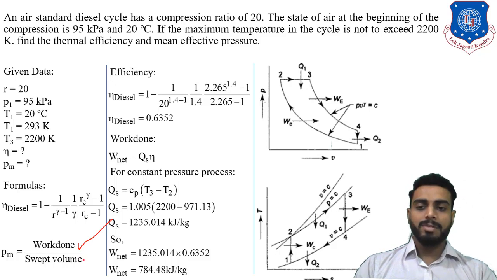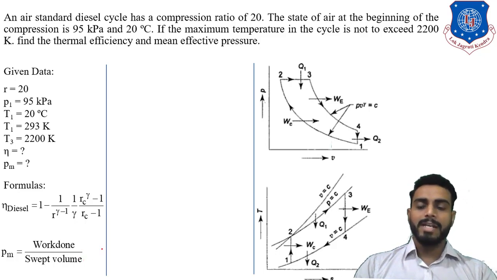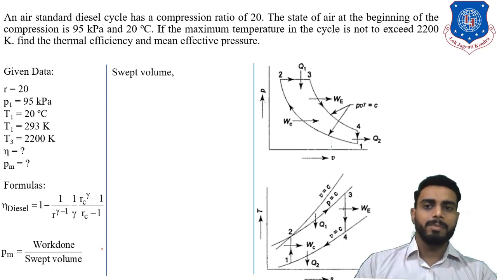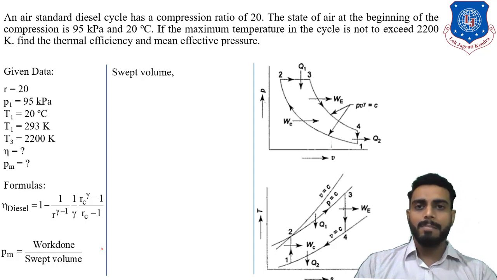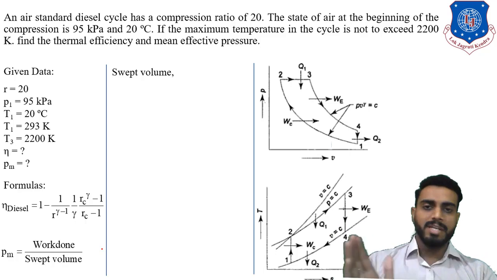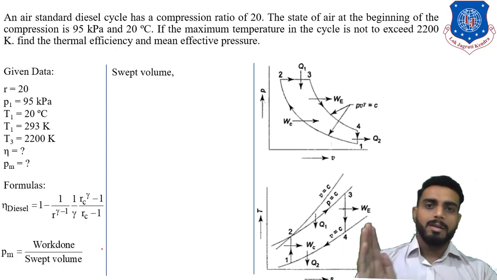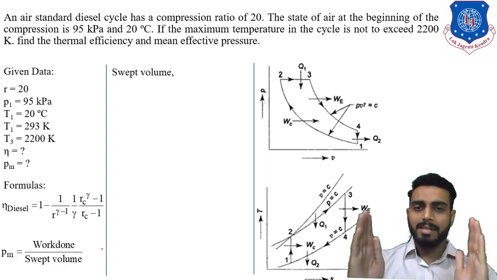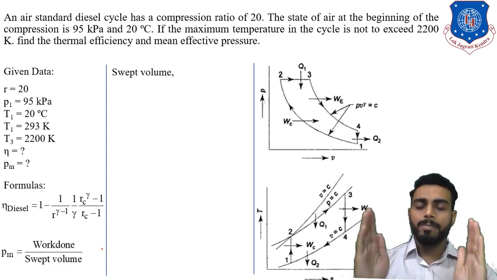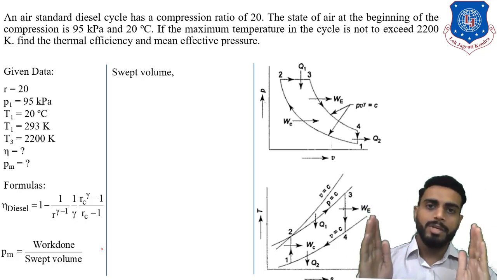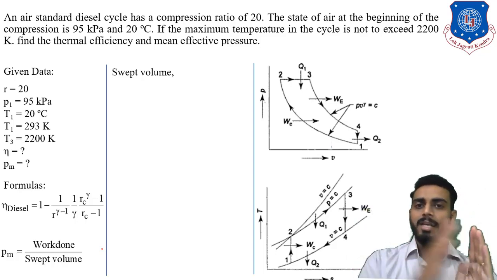Now let us find out the swept volume. For finding out the swept volume, you must be aware of the definition of swept volume. So what is the swept volume? It is nothing but the volume that is covered by the piston in the cylinder cavity. The piston travels a certain length in the cylinder cavity, so that length, or the volume corresponding to that length, is known as swept volume. It is swept by the piston in the whole cavity.